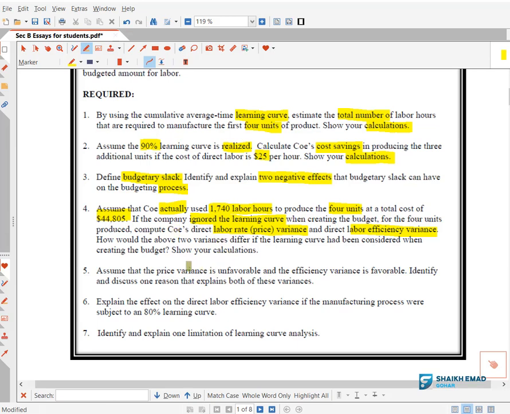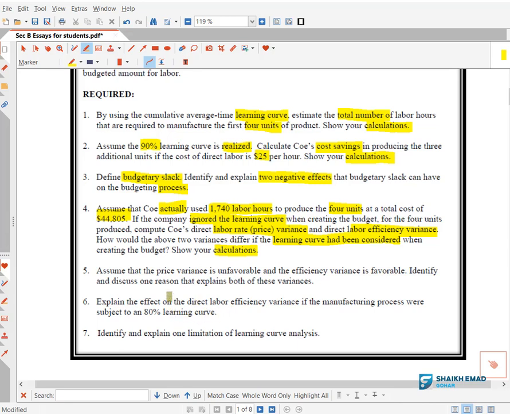But again, when we come to section C variances, I will explain these variances again. How would the above 2 variances differ if you consider the learning curve? So in requirement number 4, first of all, we need to calculate the variances if we ignore the learning curve, and then we need to calculate the variances if we consider the learning curve. We have to show the calculations. Assume that the price variance, this is a theoretical area again on variances. I will read it later on for you.